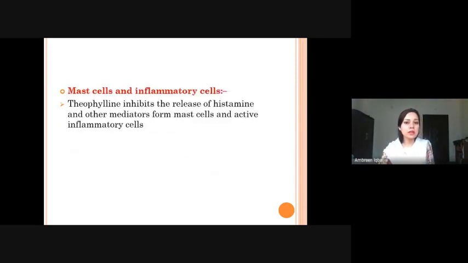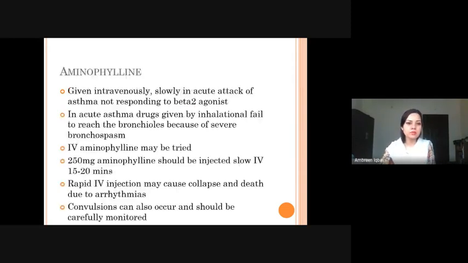Theophylline inhibits the release of histamine and other mediators from the mast cells and active inflammatory cells. The next agent of this class, the methylxanthines, is aminophylline.